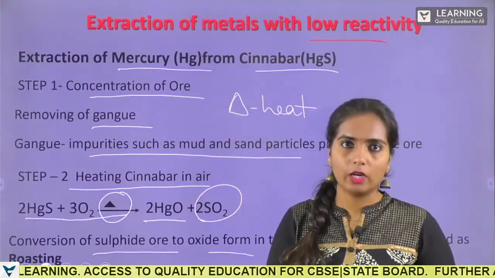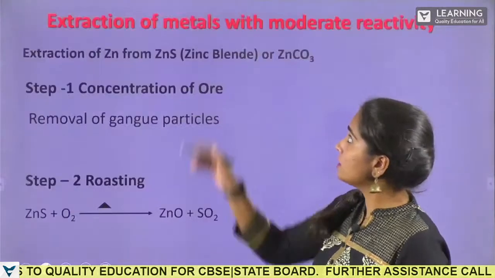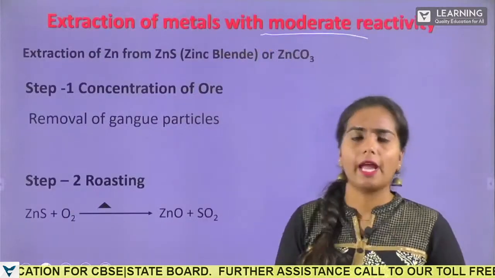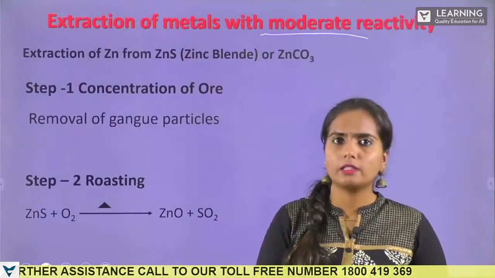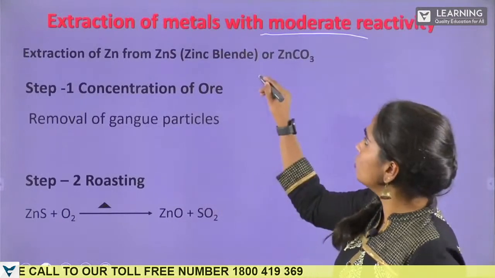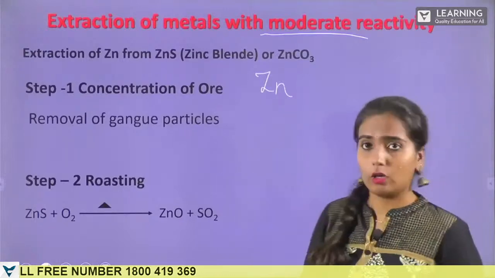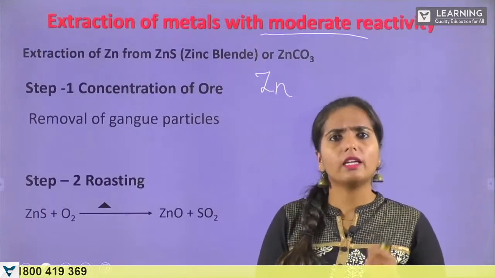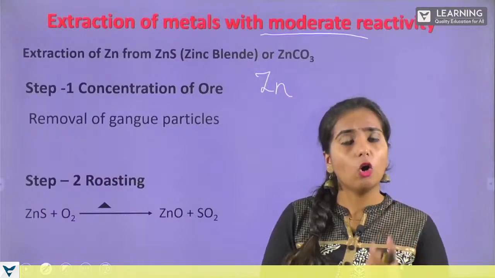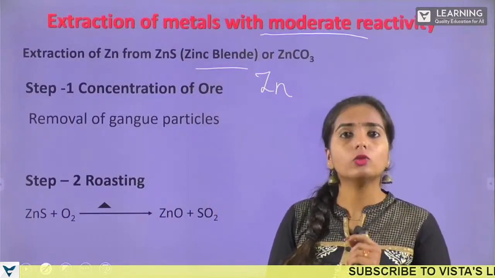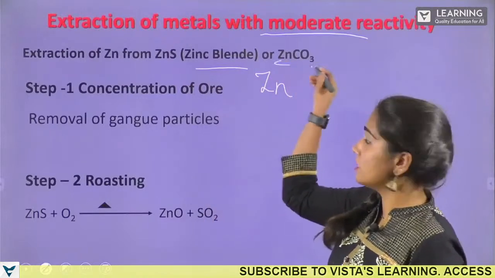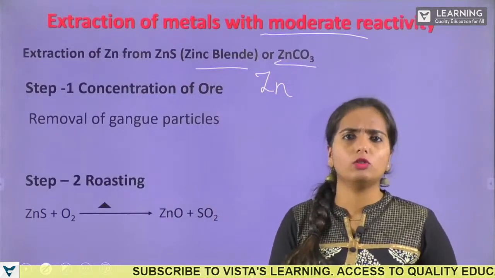Now, moving on, extraction of metals with moderate reactivity. So you remember what all the elements present are? Here we are basically using zinc. We are extracting zinc from an ore called zinc blende, or we are also using one more compound here called zinc carbonate. Let's see what actually happens in this reaction.